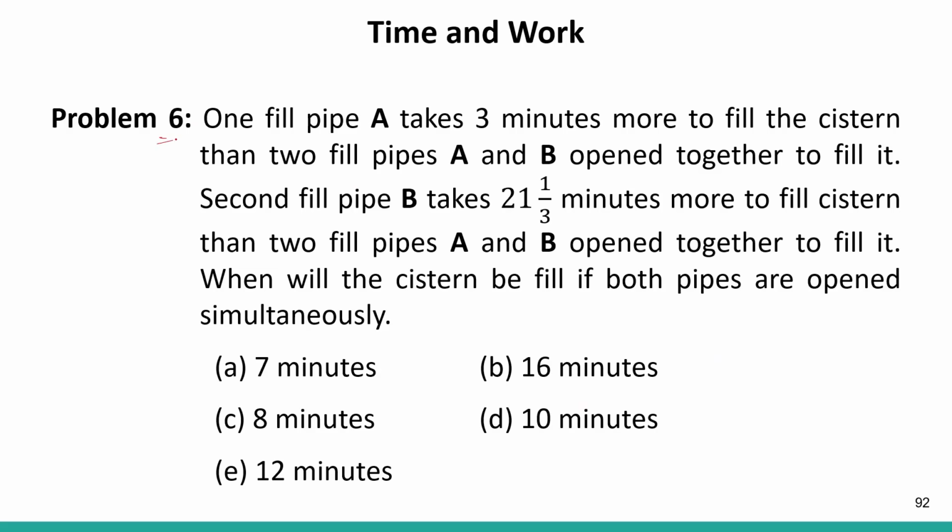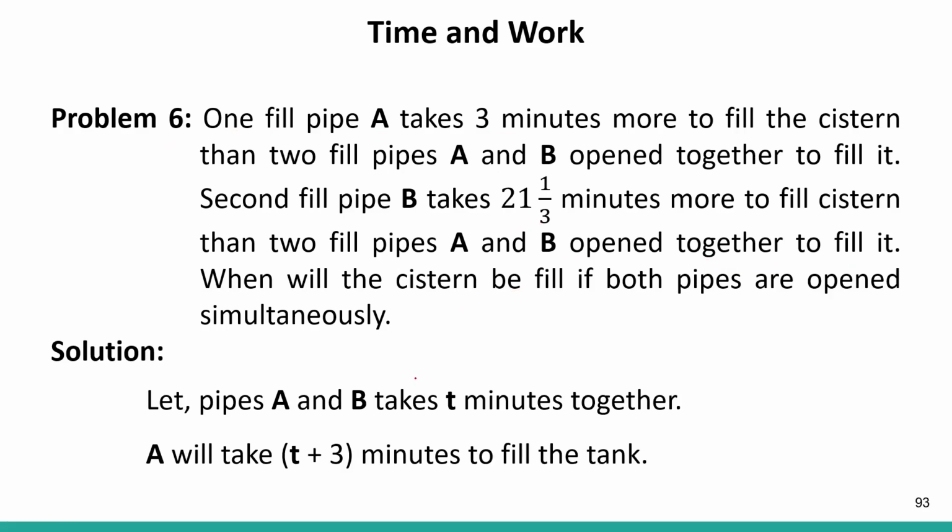Let's go forward with problem number 6. One fill pipe A takes 3 minutes more than the cistern, when 2 pipes A and B are open together to fill it. The second fill pipe B takes 21 whole and 1/3 minutes more to fill the cistern than the 2 fill pipes A and B open together. So when will the cistern be filled if both the pipes are open simultaneously? Is it 7, 16, 8, 10 or 12 minutes? So we'll see in this solution.